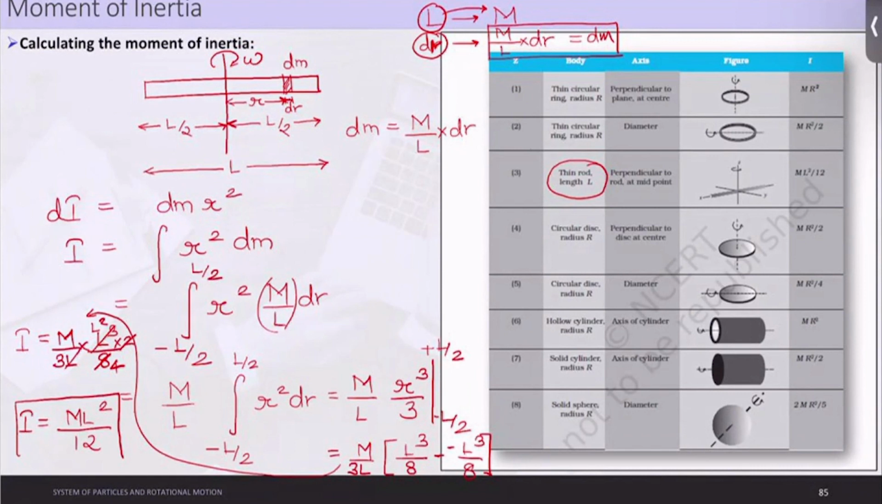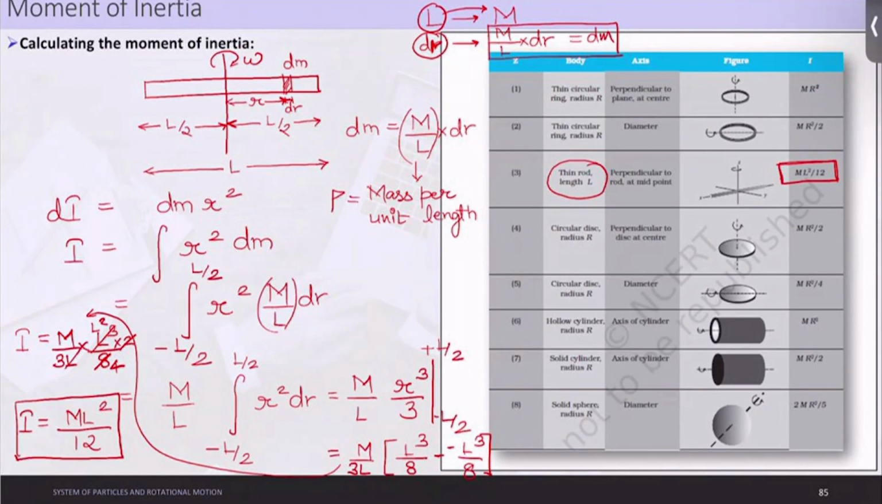And hence this is the moment of inertia of a thin rod which has a mass per unit length of, let's say, dm or M by L. M by L can be said as mass per unit length. So the moment of inertia of a thin rod having mass per unit length M by L, or let's say rho, is nothing but ML square by 12. So basically we derived this moment of inertia.